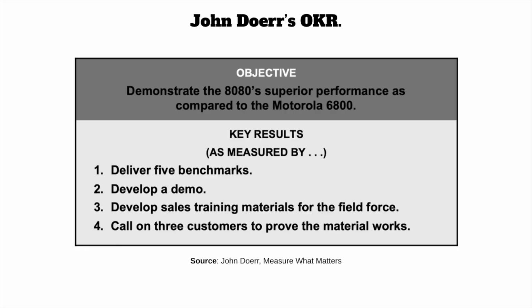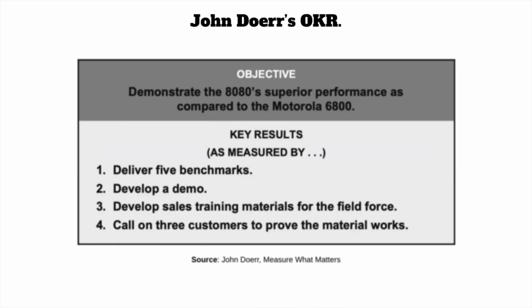His objective was simple and clear. Demonstrate that the 8080 has superior performance compared to the Motorola 6800. Then came the key results. Deliver 5 performance benchmarks. Build a working demo. Develop sales training materials for the field team. Call on 3 customers to prove the data works in real situations. See the clarity here? The objective defines the direction. The key results define how success will be measured.